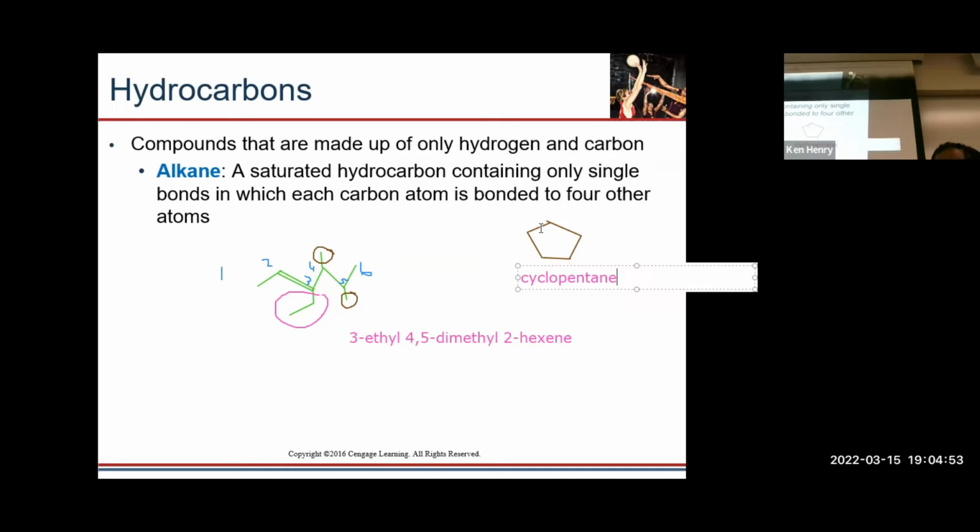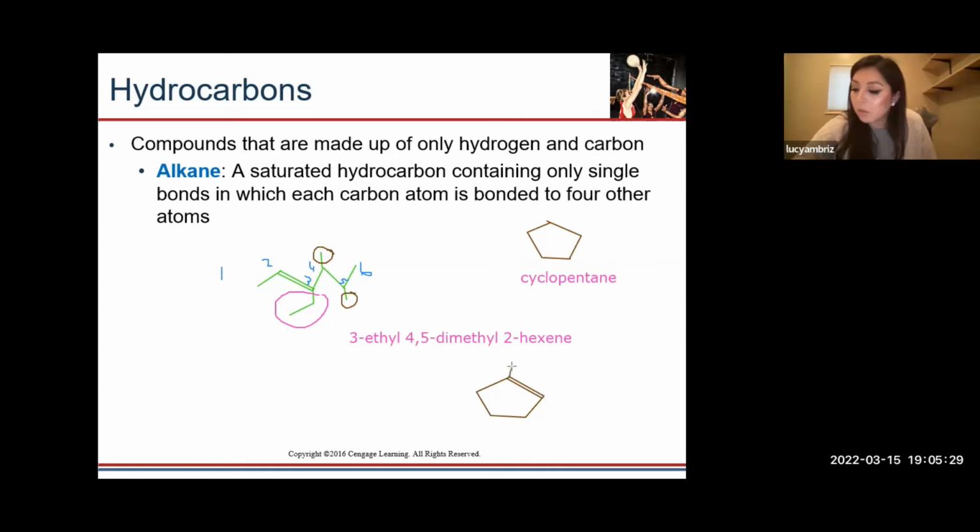So just like the linear chain, when we have structures, we want that to have the lowest number. So let's say on the cycloalkane, we had a structure like this. It'd be 1-cyclo. Take a look at it now.